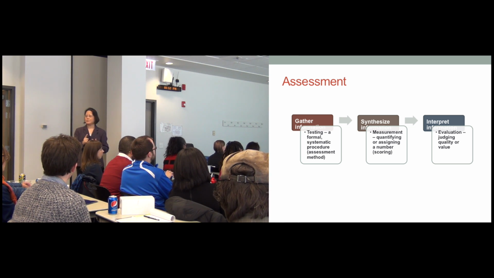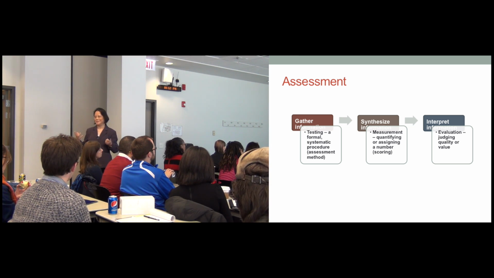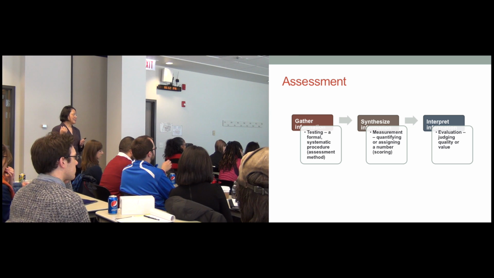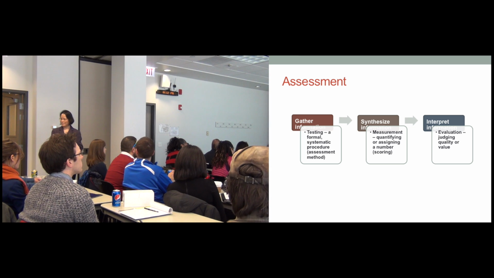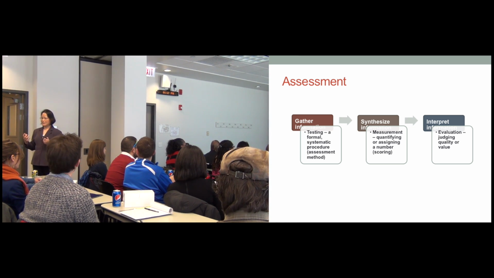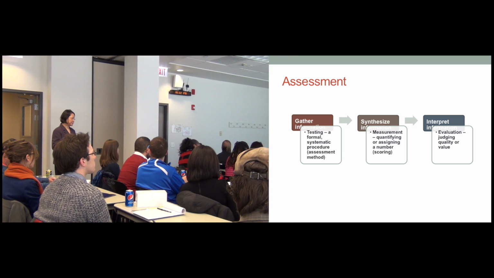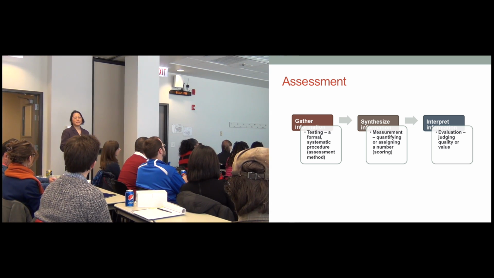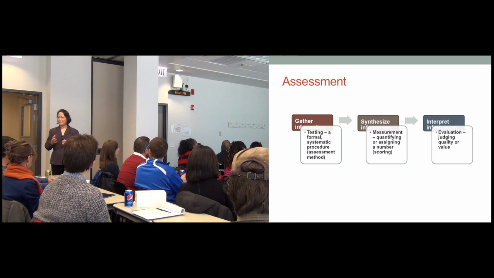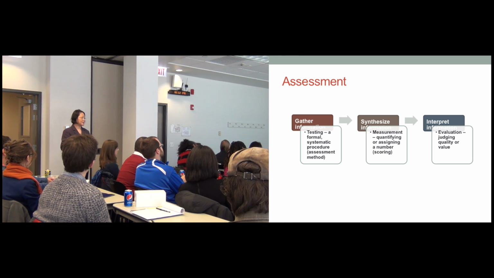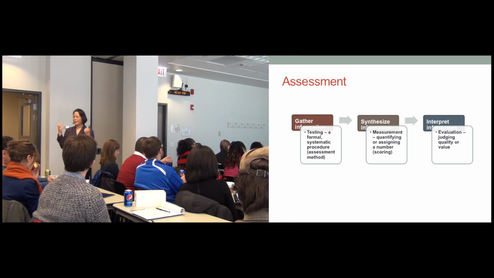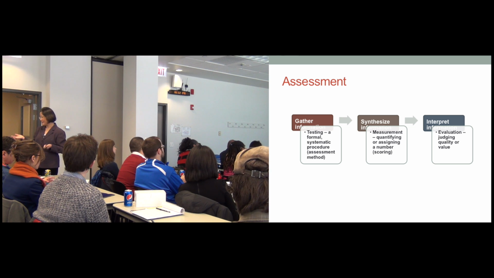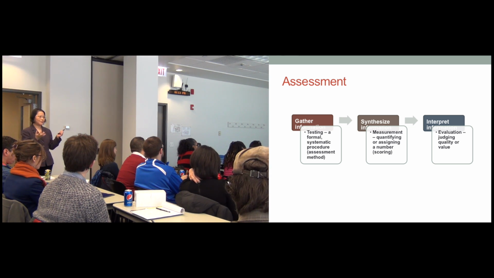For the first step, to gather information, what should we do? We need to do testing, right? Testing is a systematic process, and we use it to gather information about how students are achieving the learning outcome and are learning. Once we administer tests, and all kinds of tests, I'm going to talk about different kinds of assessment methods later on, we have assessment results, either a writing sample, test results, or a project.